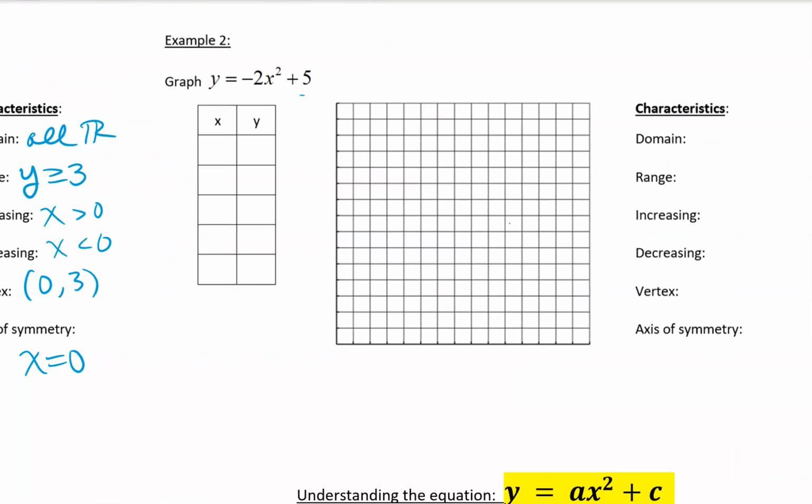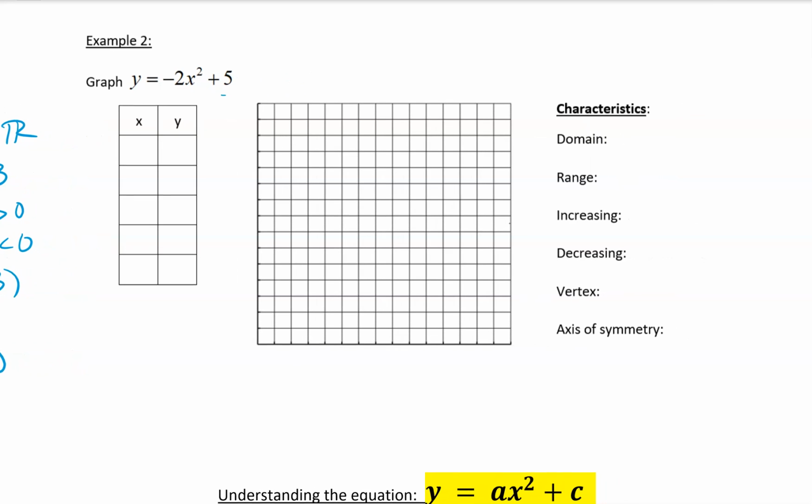Okay, for this one, we have y equals -2x squared plus 5. So that plus 5 means it's moved up 5. So we're going to put our vertex at 0, 5. That's our vertex. Since x is still 0, our axis of symmetry is going to be at x equals 0. We're going to plug in the same numbers we've been using.